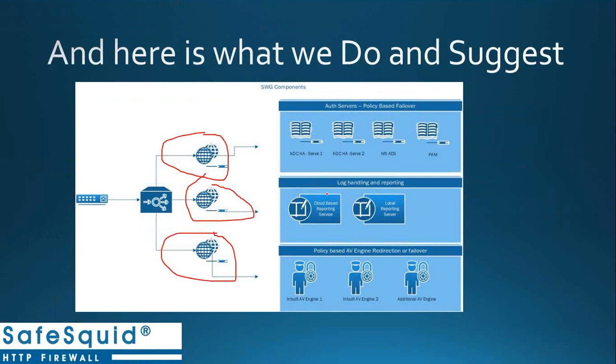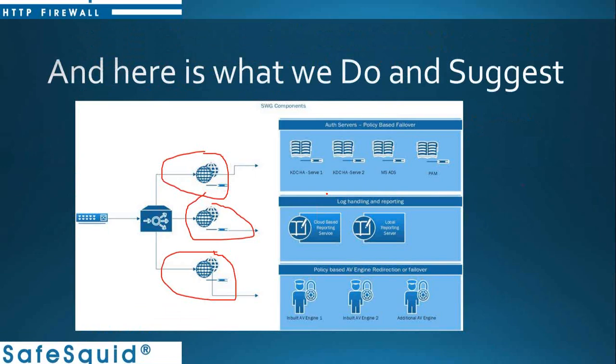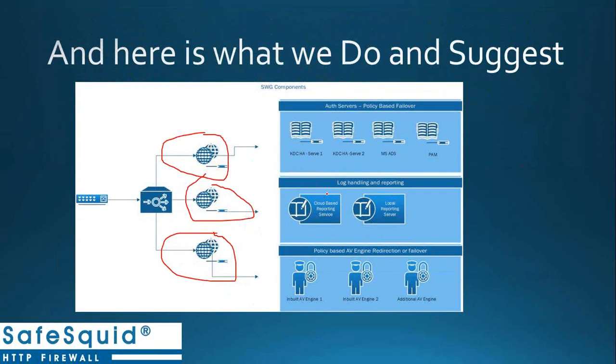Now what this means is my proxy server can talk with an LDAP server, can talk with a KDC, and even can talk with a PAM. And the most interesting part is it can also talk with all of them at the same time in a hierarchical manner. So when I was talking about redirecting the traffic in a very sophisticated manner, I was actually talking about this.